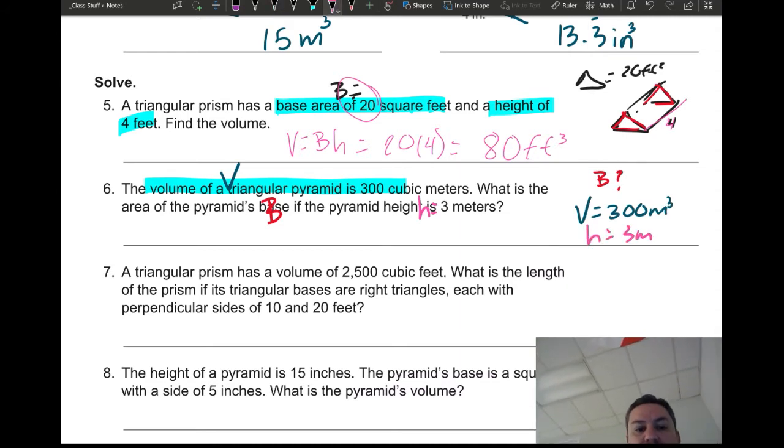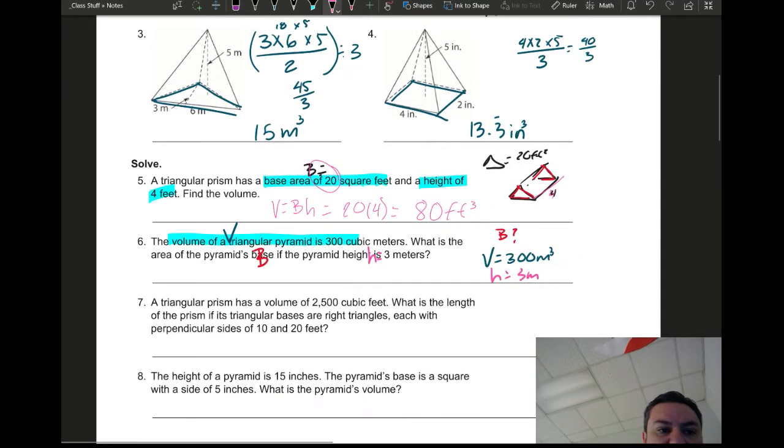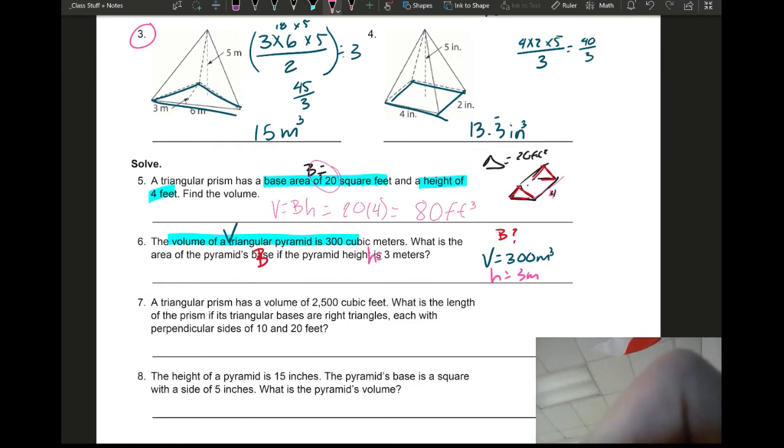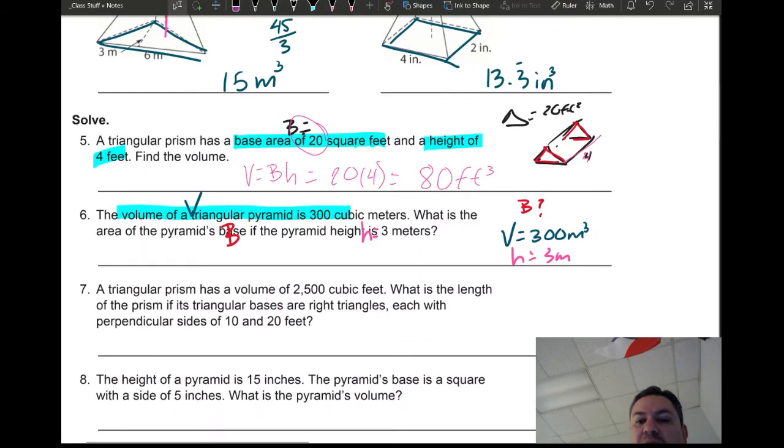You know the height of it is 3 meters. What is B? Now, this is a triangular pyramid, so it's going to be just like number 3. So they're saying that the volume is already 300 and the height is 3. I'm not going to draw it again. I'm just going to put it in the formula and work it backwards. My formula, V equals big B H divided by 3.